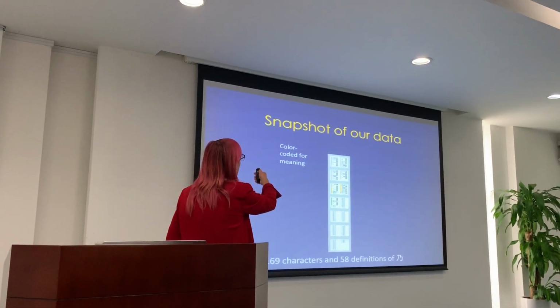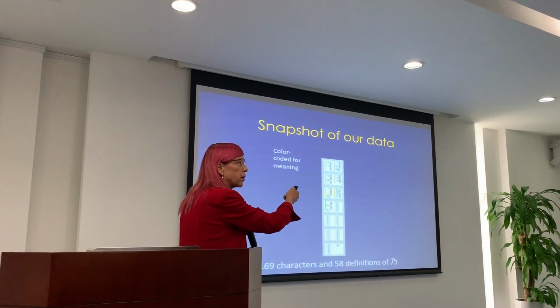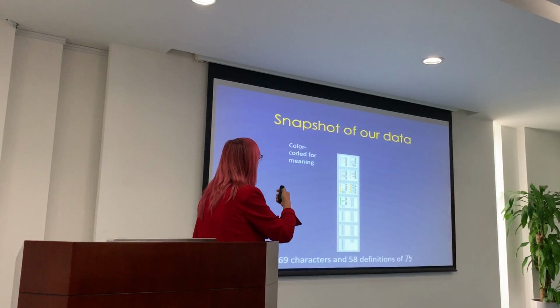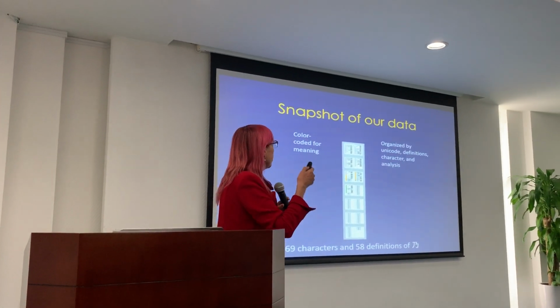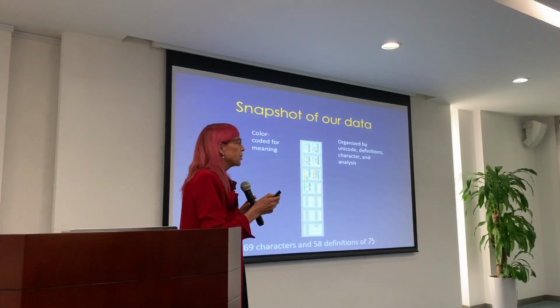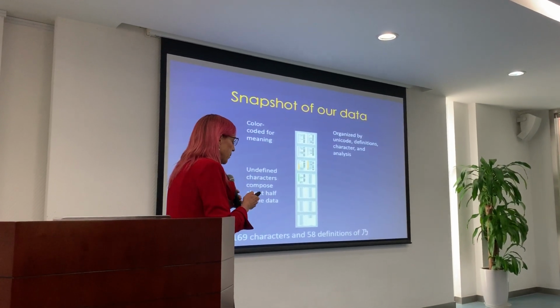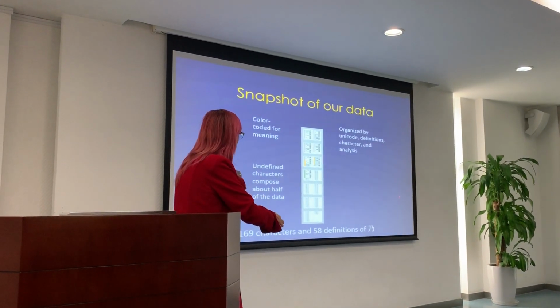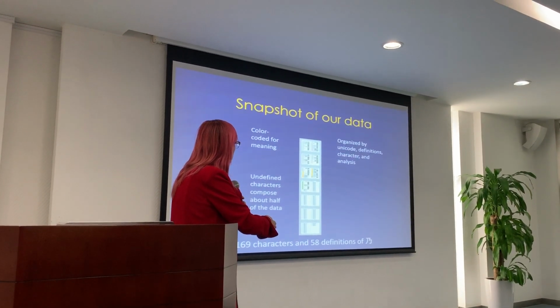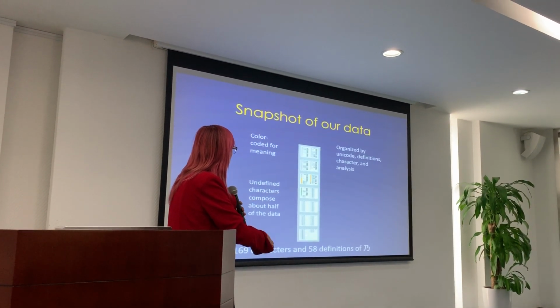Obviously you can't see it all, but I want to describe how we've made our data, how we've presented our data. Color-coded for meaning, organized by Unicode, definitions, character, and analysis. Undefined characters compose about half. Those undefined characters are not color-coded.